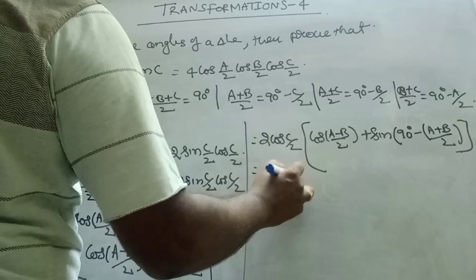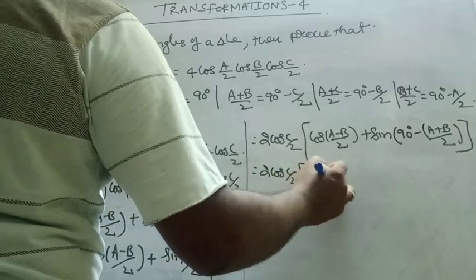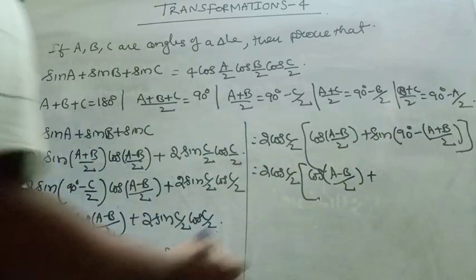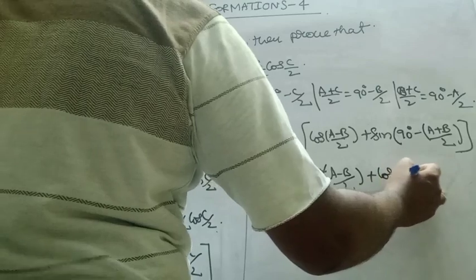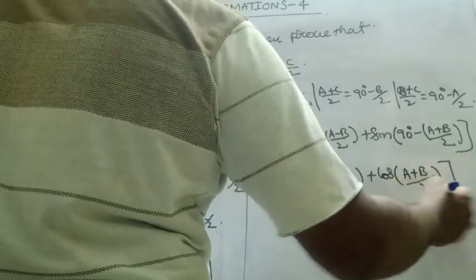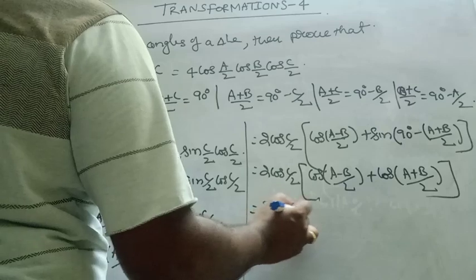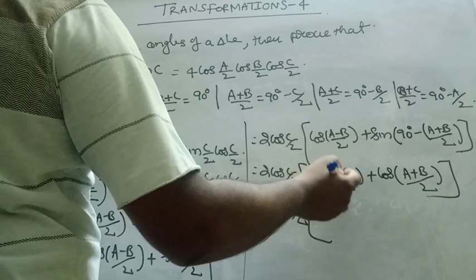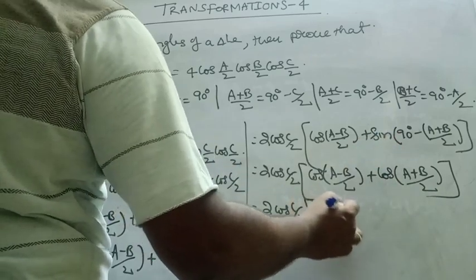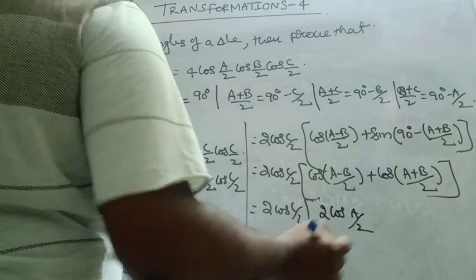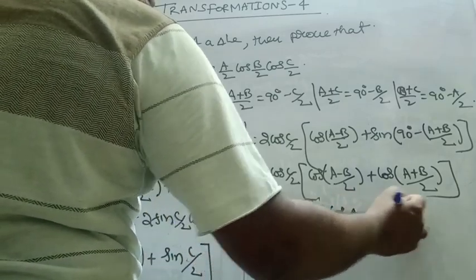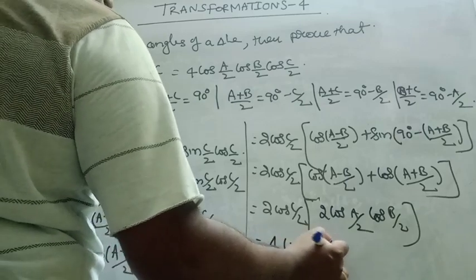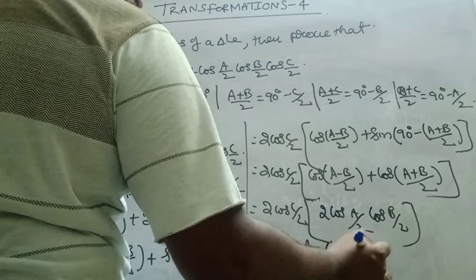So 2 cos C/2 into cos (A minus B)/2 plus sin(90 minus theta), that is cos theta, that means cos (A plus B)/2. Now we have 2 cos C/2 into cos (A minus B)/2 plus cos (A plus B)/2. This is nothing but 2 cos A/2 cos B/2. So 2 cos A/2 cos B/2 into 2 gives 4 cos A/2 cos B/2 cos C/2.